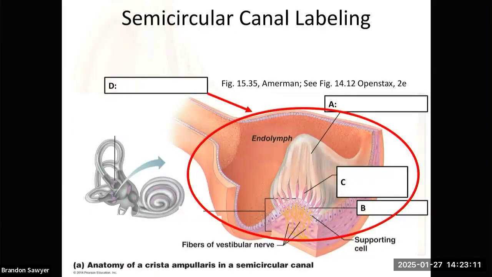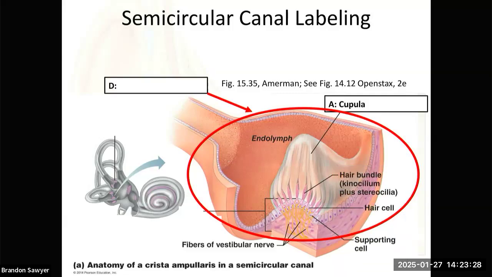Okay, so we can walk through this one together here. Here's the base of one of the semicircular canals, right? So A is the cupula, the little gelatinous part that sticks up in the middle. B are the hair cells. C, the little hairs themselves. And then D, that whole bottom region of the semicircular canal, is called the ampulla, the widened base.